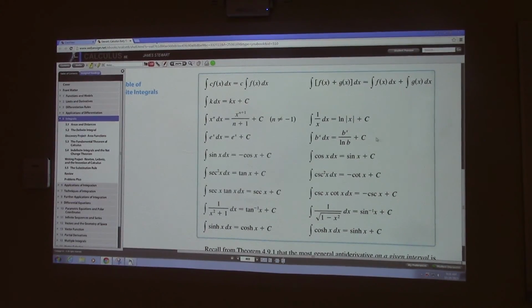Remember the change of base formula in logarithms? Yes. If log base 2 of 4 is equal to log of 4 over log of 2, well, this is kind of the same thing. If you have b to the x, or you have c to the x, or d to the x, that's going to be d to the x over the natural log of d. Yeah. Or b to the x over the natural log of b. There is no calculating the antiderivative.